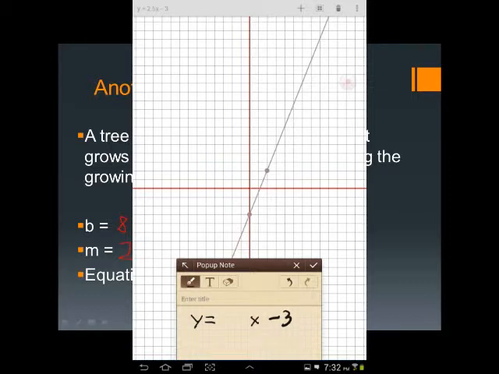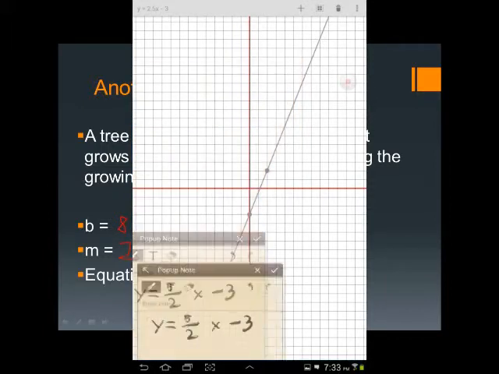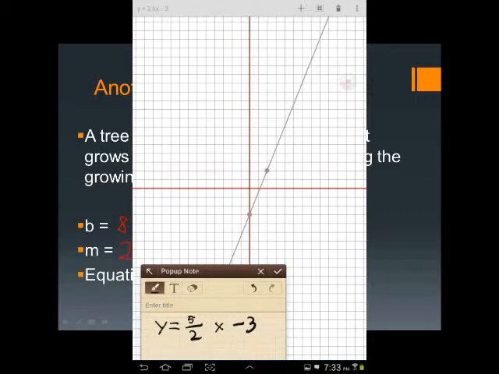So if we count from one point to the next, we go up. Let me see if I can get that to show up. 1, 2, 3, 4, 5. Up. 1, 2, and over 2. So we wind up with y equals 5 halves x minus 3. And again, all I did, remember that slope is the change in y coordinate over the change in x coordinate.